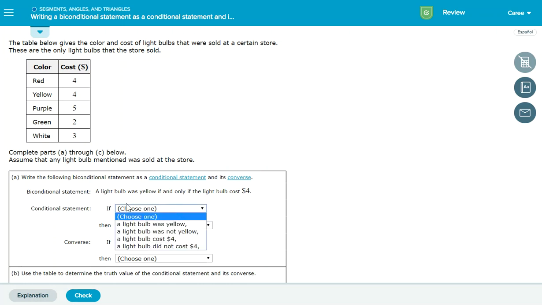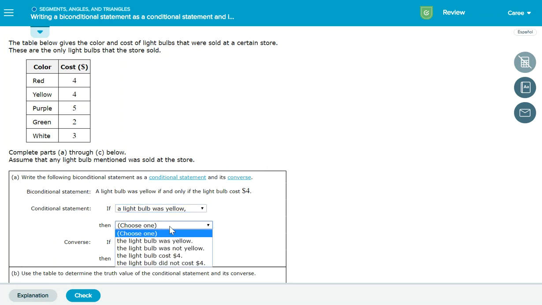So it says to choose one of these. We're going to write the conditional statement. So what we can do is write this down as two if-then statements. We'll start with just transforming this into an if-then statement in the same order. That will be our conditional statement. So if a light bulb was yellow, then the light bulb cost $4. I took out the if and only if, and I just reworded a little bit, saying if this, then this.